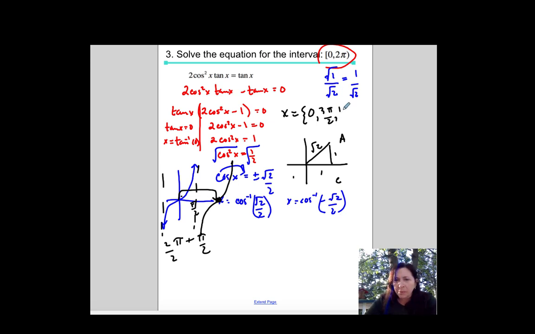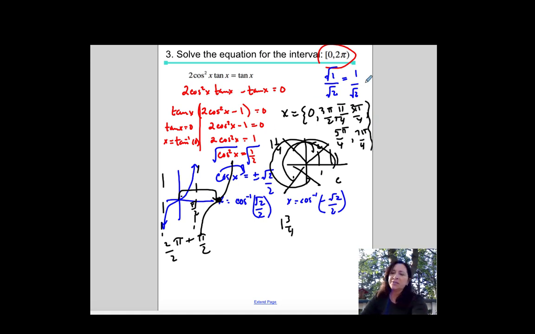So my values are going to be pi over 4, then from here to here, which is 3 pi over 4. And then we have 1 and a fourth, so 1 and 1/4 is 5 pi over 4. And then we have 1 and 3/4, which is going to be 7 pi over 4. So let me erase this little a here so I can add one more value here. Okay, so 5 pi over 4 and then 7 pi over 4. And so all of these values are solutions to this equation.